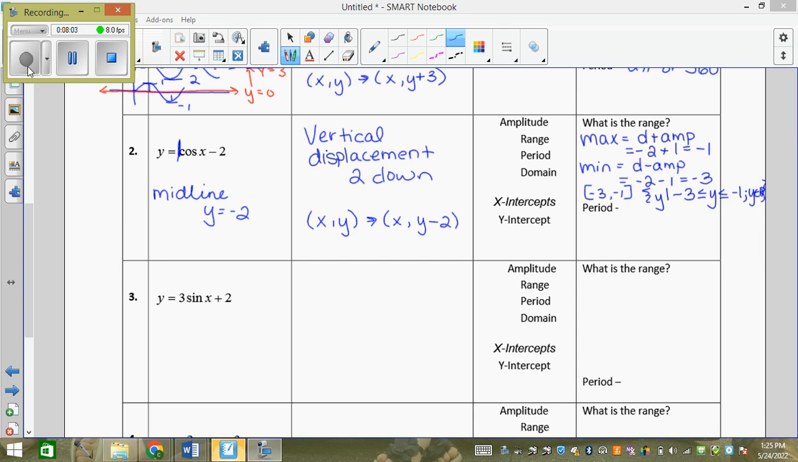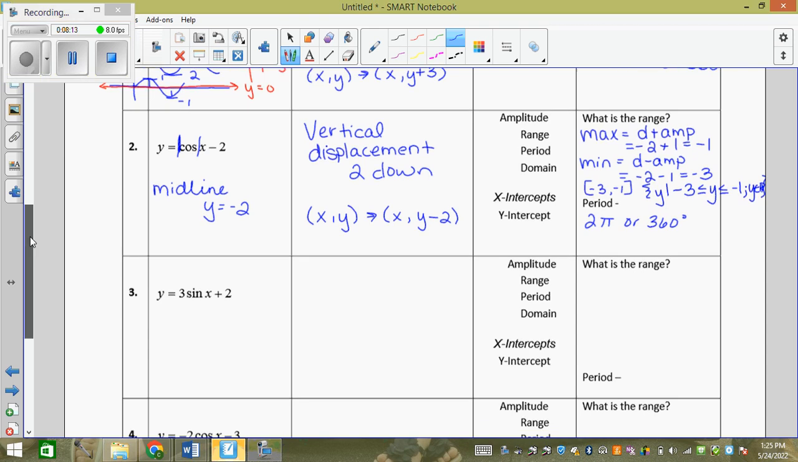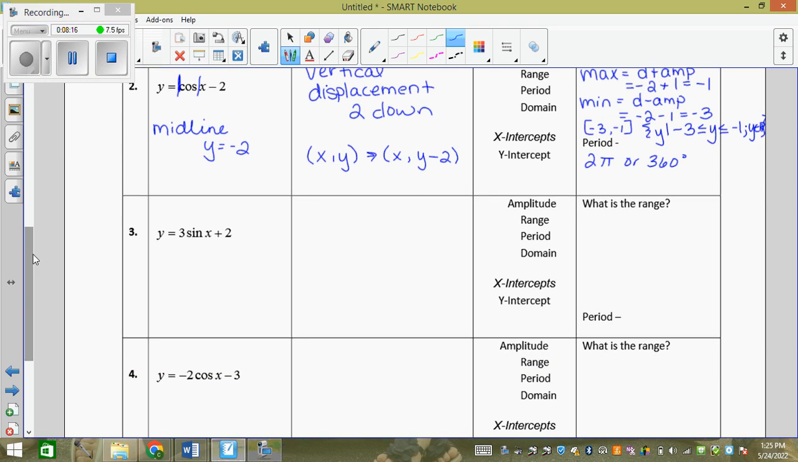The period is still 2 pi or 360 because my b, my horizontal stretch, is still a 1. This one has a different amplitude. The amplitude's not just 1, right? So this one has a vertical stretch by a factor of 3 about the x-axis. So it has an amplitude, just to help myself out, of 3.